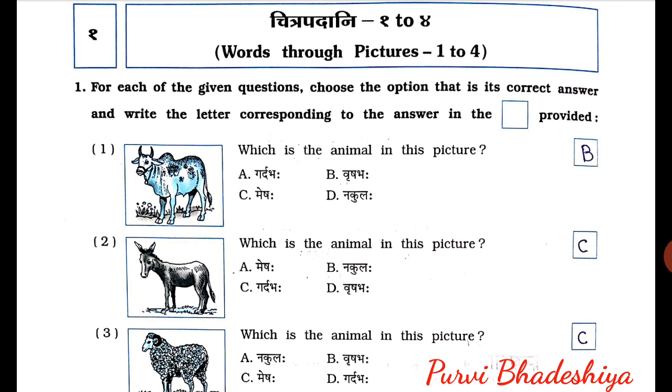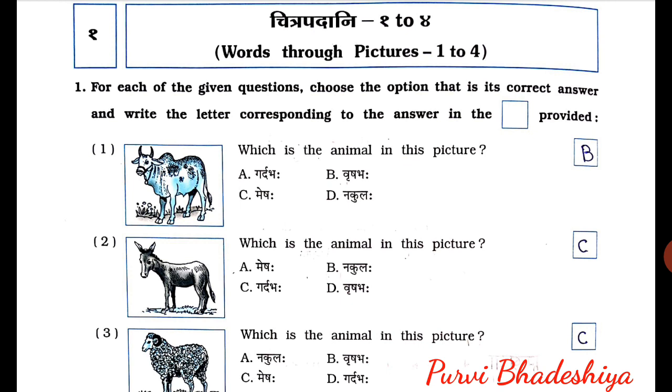Today we are going to see about standard 6th subject Sanskrit in the first chapter by the name Chitrapadani. Here we are going to see Chitrapadani from 1 to 4, Words through pictures 1 to 4. We are going to see the workbook fill up of Chitrapadani. The very first question is, for each of the given questions, choose the options that is its correct answer and write the letters corresponding to the answer in the box provided. First MCQ is, they have shown a picture and from that picture we have to identify the name in Sanskrit.